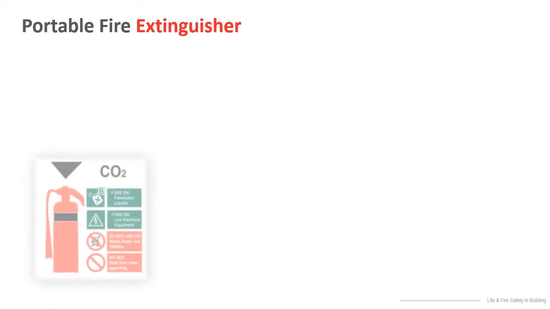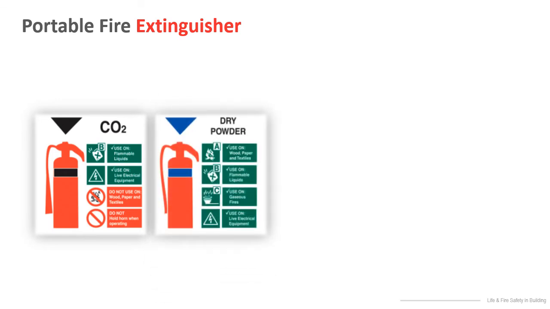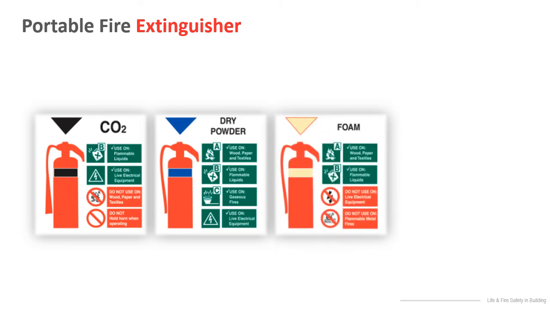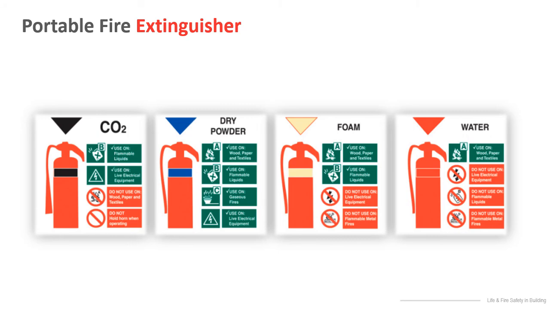So, for portable fire extinguishers, there are four types. We have CO2, which can be used on flammable liquids and electrical equipment. We have dry powder, which can be used on wood, paper, and textile, flammable liquids, gaseous spray, and electrical equipment. And we have foam. It can be used for wood, paper, and textile, and for flammable liquids. And water can be used only for wood, paper, and textile.